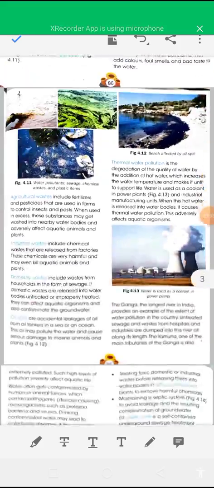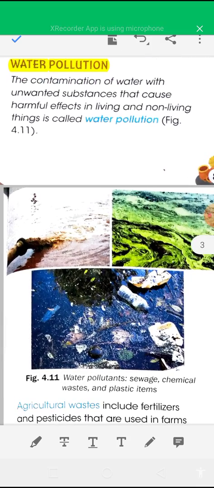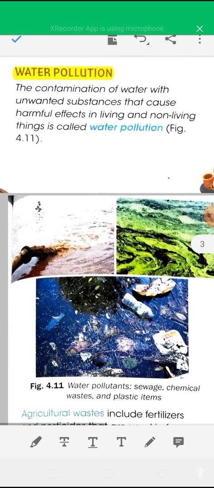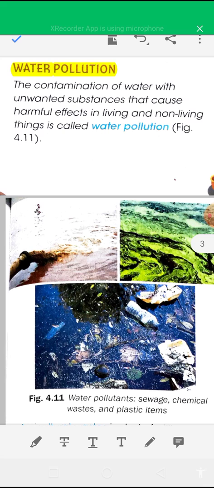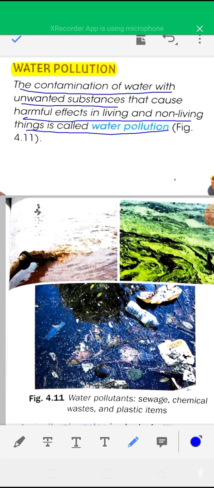Next topic is water pollution. What is water pollution? Contaminated water. The contamination of water with unwanted substances that cause harmful effects in living and non-living things is called water pollution. These unwanted substances are known as water pollutants. That is, water pollution means impure water.